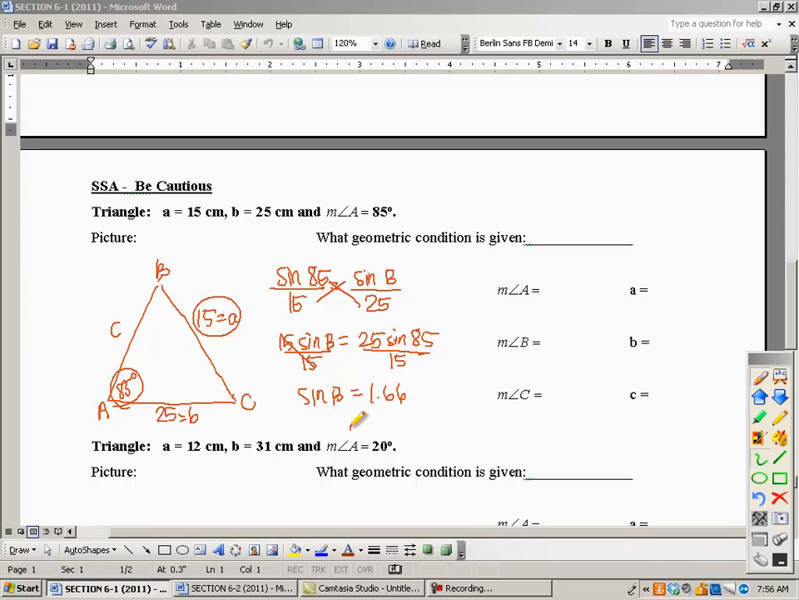Now the question is, how do you find an angle? Well, in order to find angle B, you're going to inverse sine 1.66. The problem is you're going to get an error, and the reason why is, let's go back to our unit circle. The highest sine value for our range is 1. The sine values only are between -1 and 1, so 1.66 isn't in that range. Therefore, you can't find the angle. So what we say is no triangle exists.